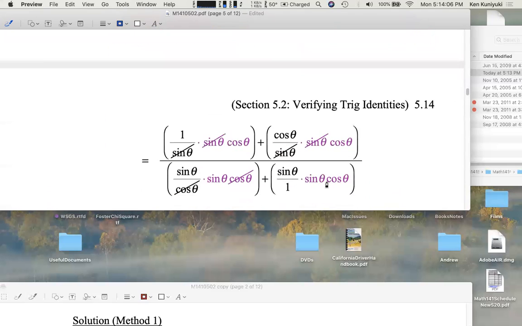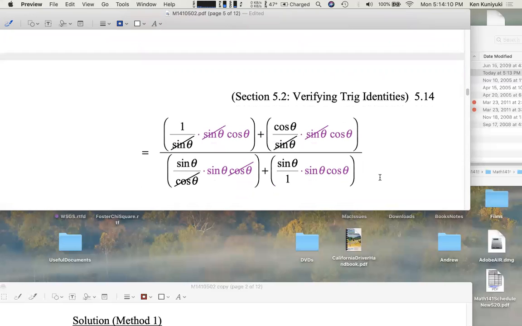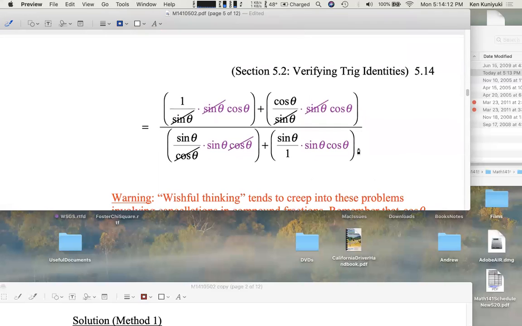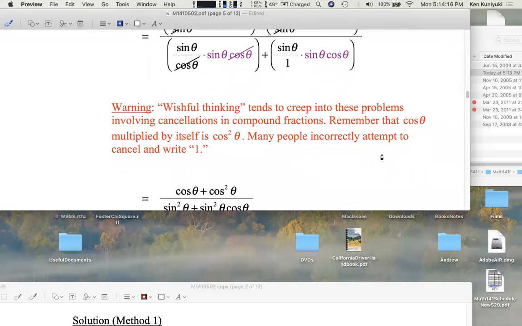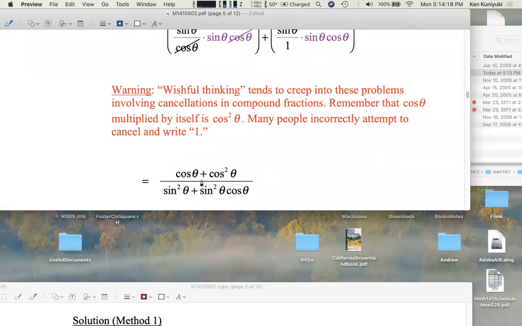You can either show it, or you can skip this step and try to do it mentally. With time, you can do this mentally, but be careful. The survivors, after you distribute on the top and the bottom, end up giving you this: cosine of theta plus cosine squared of theta over sine squared of theta plus sine squared of theta cosine of theta. On both the top and the bottom, what can you do?